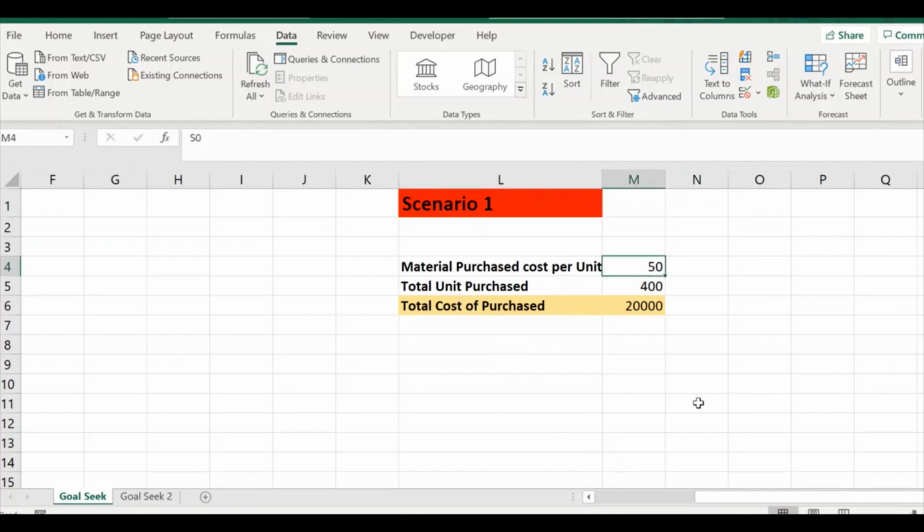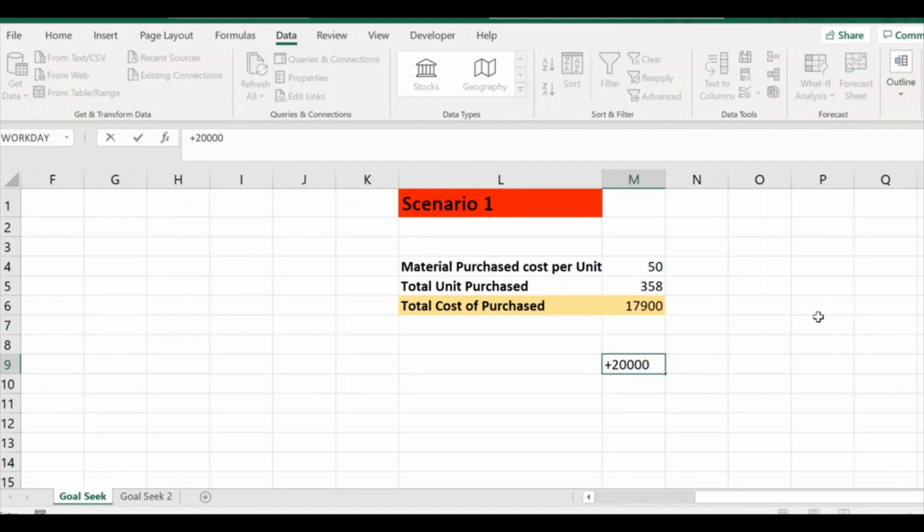The material cost per unit is 50 rupees, and I have purchased 358 units, so my total purchase cost becomes 17,900. That is the material purchase cost per unit multiplied by total units purchased, that is 50 into 358 is equal to 17,900. Now if someone asks that he wants to purchase for an amount of 20,000, so how many units do I need to purchase?